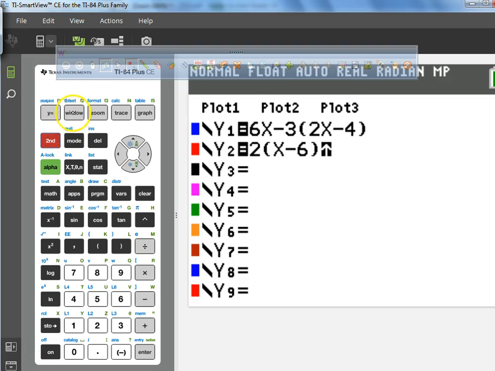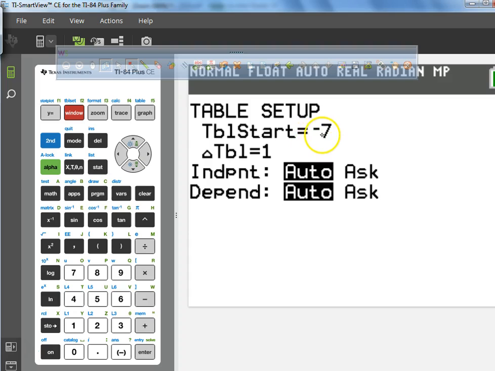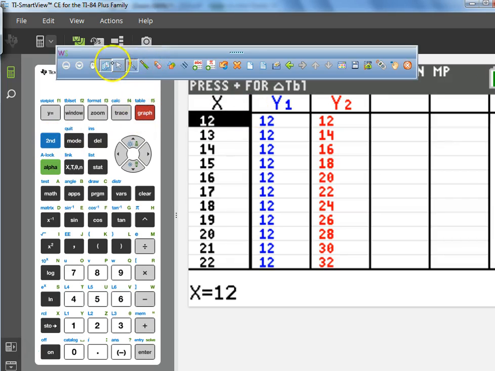So it's second window. We want to start our table at the number 12 to check to see if we're right. So you hit second window, and what does that bring you to? Table setup. We want to start our table at 12. Now, in order to find the table, you'll see tables in blue. So what do we have to hit to get to the table? Hit the second and the graph button, and that brings us to our table.